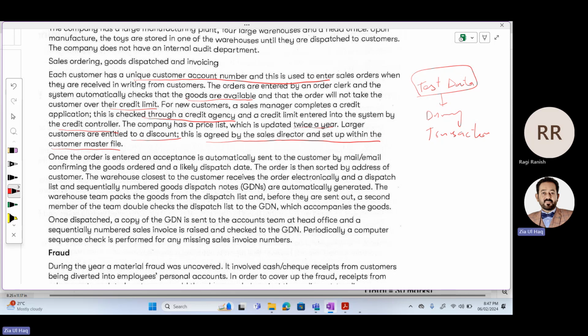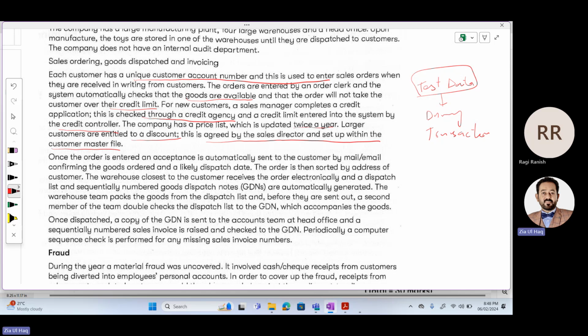Is that fine? This is a bit difficult question, not an easy one, because drafting is difficult in this question. How to write down the wording of the test of control and its objective, meaning purpose.